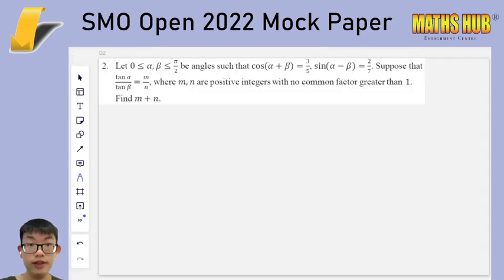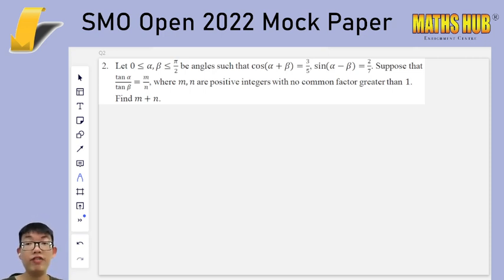Second question is a trigonometric one. You're given alpha and beta angles in the first quadrant. You are told cosine of alpha plus beta and sine of alpha minus beta, and are asked to find tangent alpha over tangent beta.